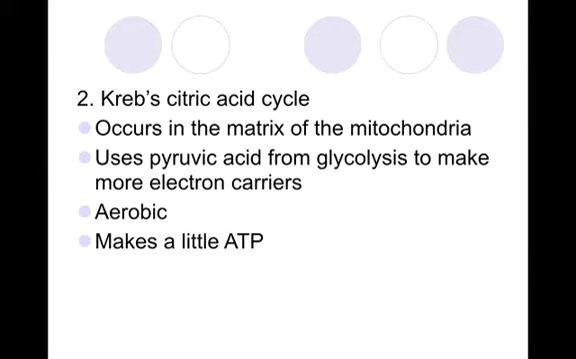The second part is the Krebs cycle, and this is the part that requires oxygen. It only makes a little bit of ATP. It occurs in the matrix of the mitochondria, and it uses the pyruvic acid from glycolysis to make more electron carriers.